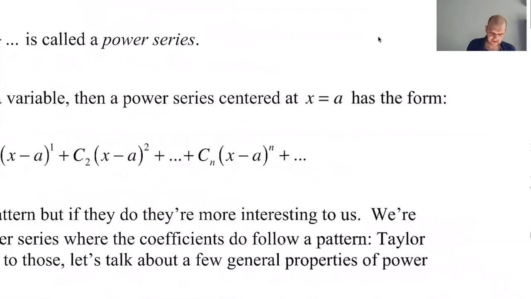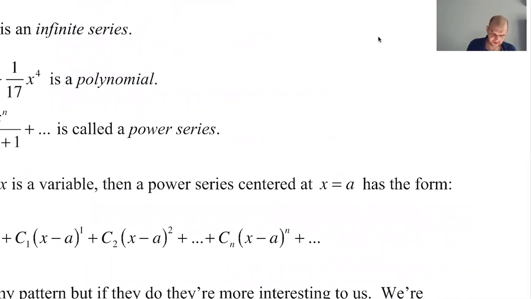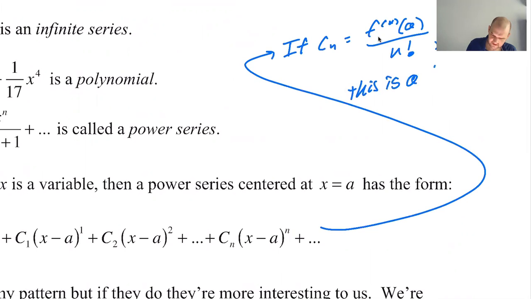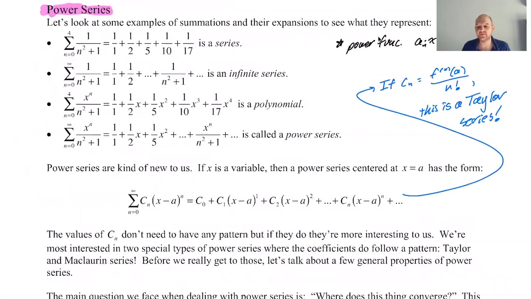Well, what do we know? If c sub n is equal to the nth derivative at a over n factorial, this is a Taylor series. So a Taylor series, it turns out, is a specific type of power series. It's the one that we're the most interested in. But in general, a power series just needs to have a pattern.